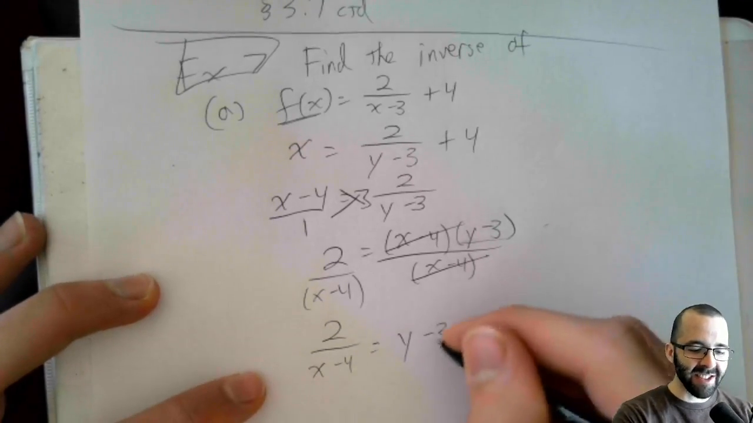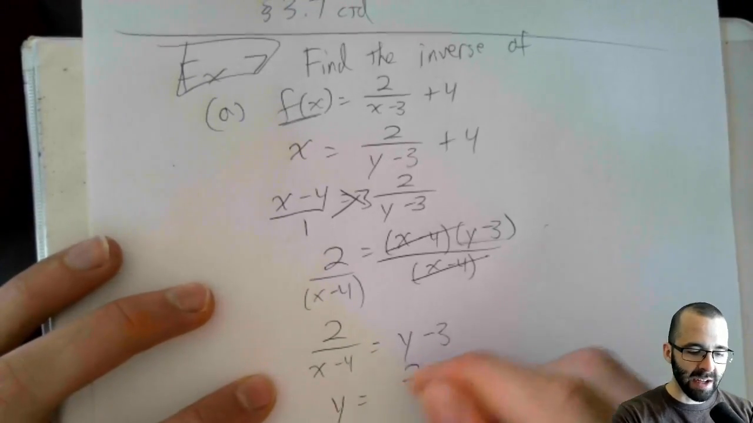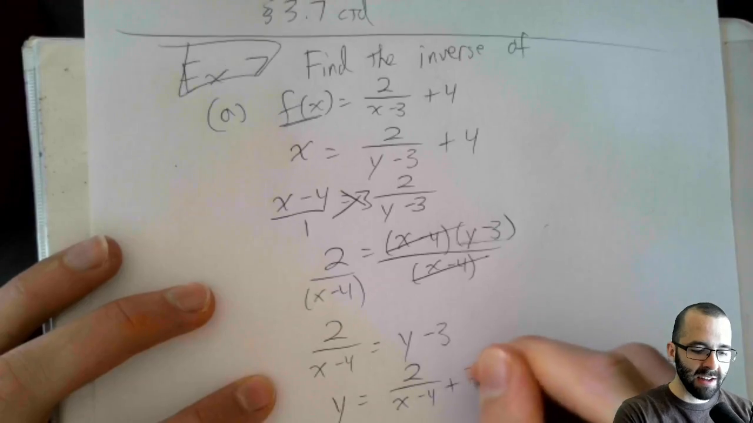So to answer, we just add 3 to both sides. And I'm going to write the y on the left-hand side. So we get 2 over x minus 4 plus 3.